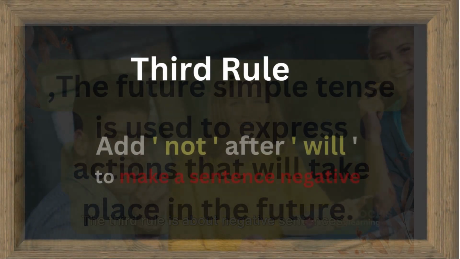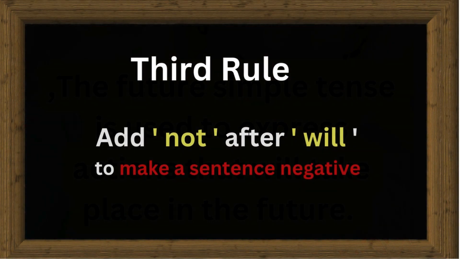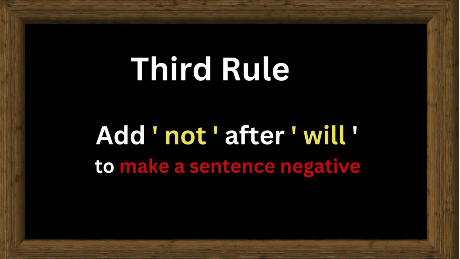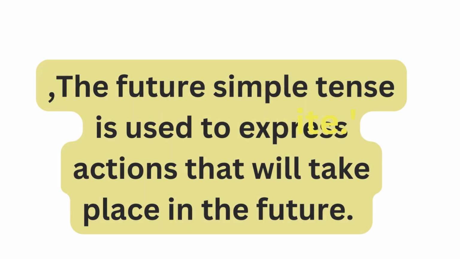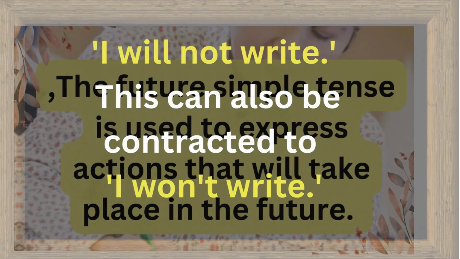The third rule is about negative sentences. We add not after will to make a sentence negative in the future simple tense. For example, I will not write. This can also be contracted to I won't write.